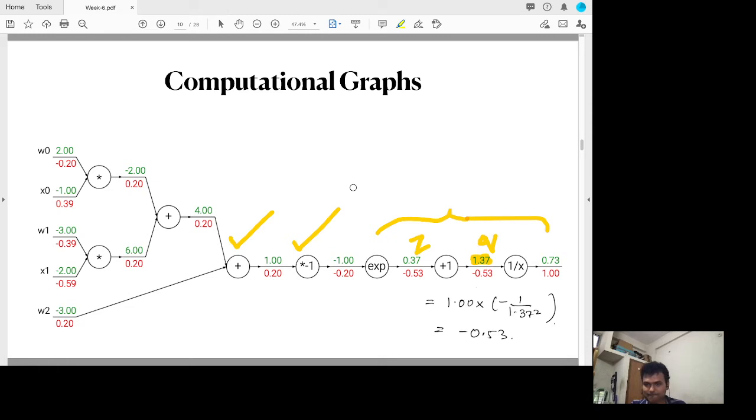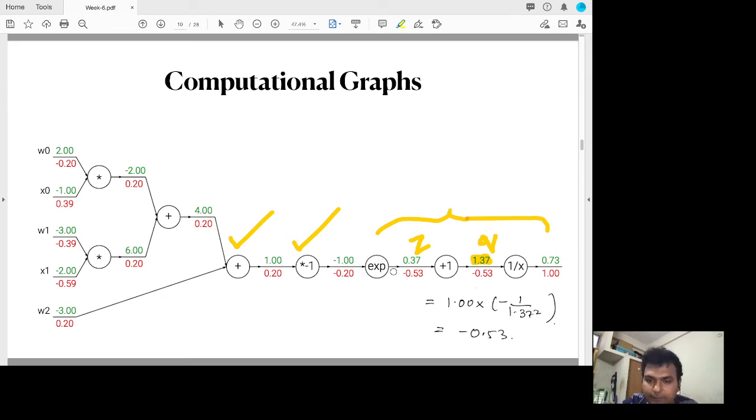So are you saying that because of the addition, the remaining is not required? No, I am not saying that. You will understand my point better in the next node maybe. So this part is clear, right? That dou f dou z times dou z dou q is the same as dou f dou q. This 1 into minus 0.53 becomes like that. Yes, chain rule. So now we have gone up to the exponential block.